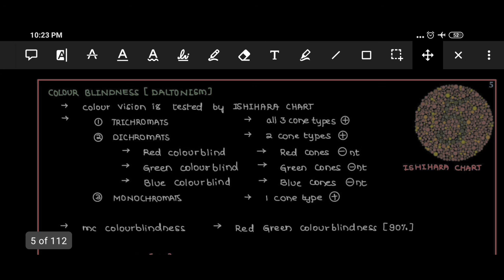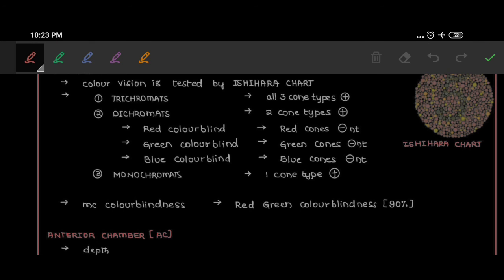So we talked about the cones, so now we will talk about color blindness because it's a related concept. Color blindness occurs due to absence of any of the cones. A person will be called a trichromat, sorry, pronunciation mistake. All three cones are present, that's why it's trichromacy.